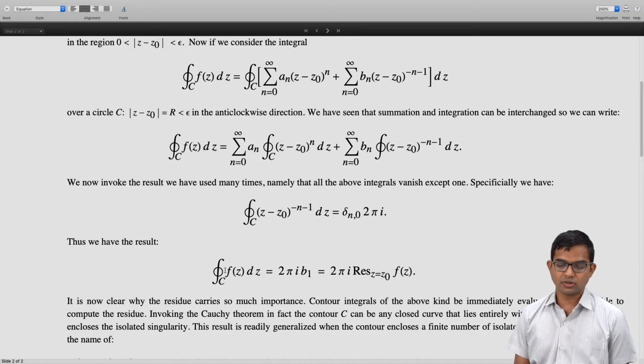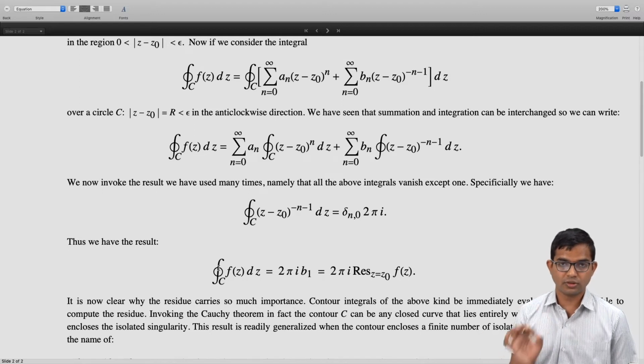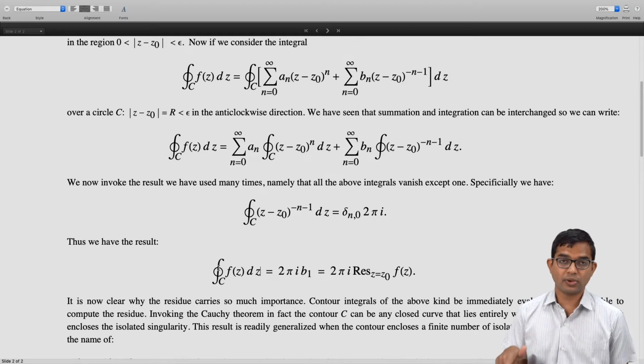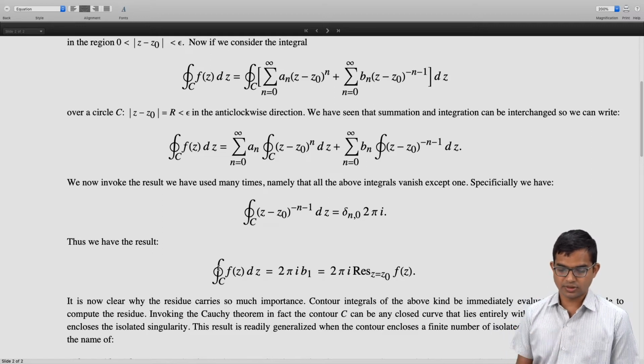In fact, this contour does not have to be a circle. It can be an arbitrarily shaped object, as long as it's a simple closed contour which encloses this singularity and no other singularity. It should enclose only one singularity, and it should not pass over a singularity. It must lie entirely within the region of analyticity and enclose this singularity inside it.